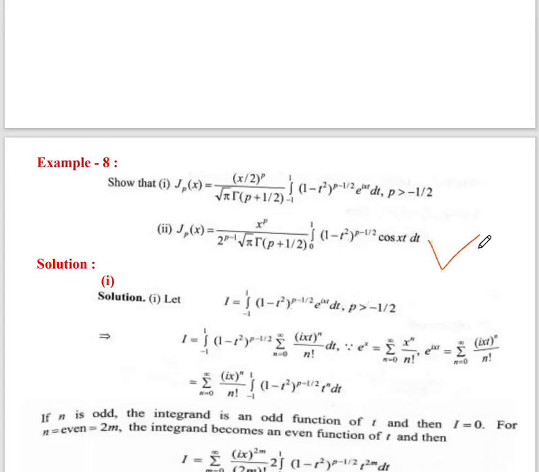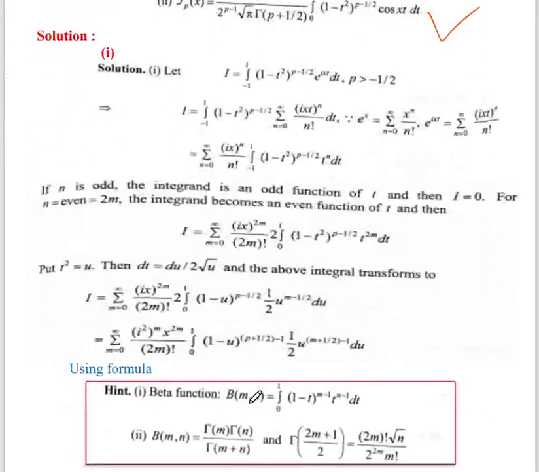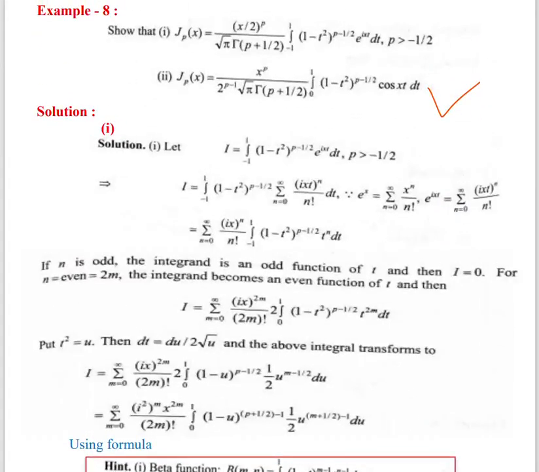Second result is J_p of x equal to x to the power p upon 2 to the power p minus 1 root pi gamma of p plus 1 by 2, integral 0 to 1 (1 minus t square) to the power p minus 1 by 2 cos xt dt. Okay, so we will see this example number 8.